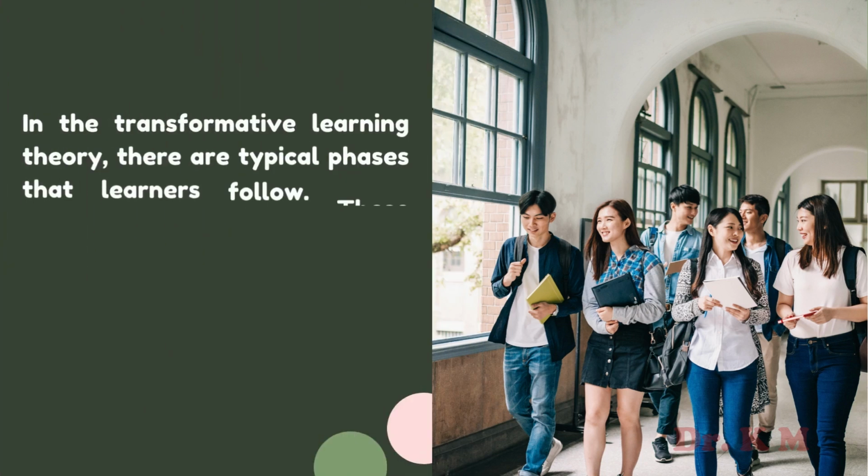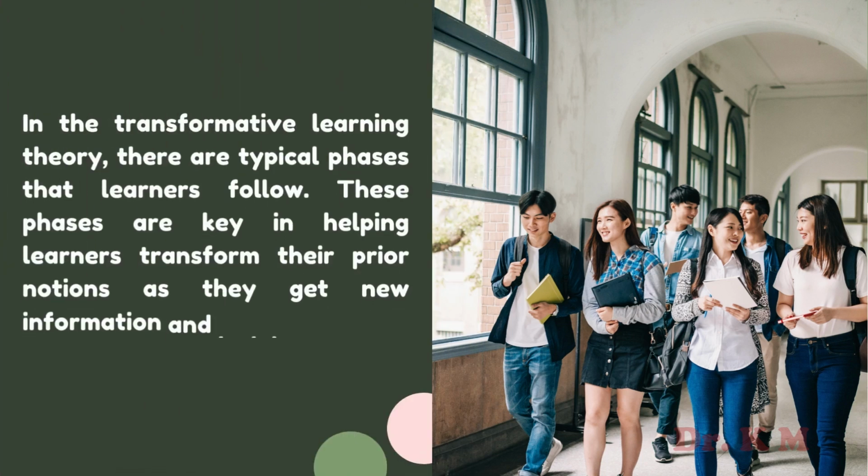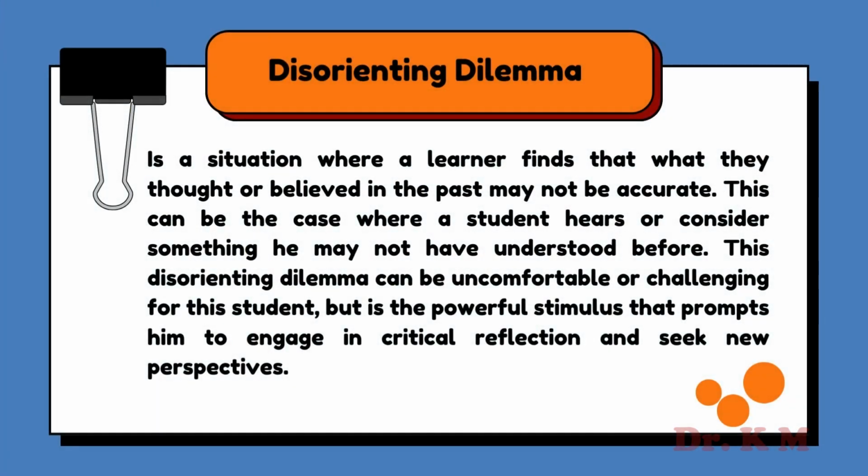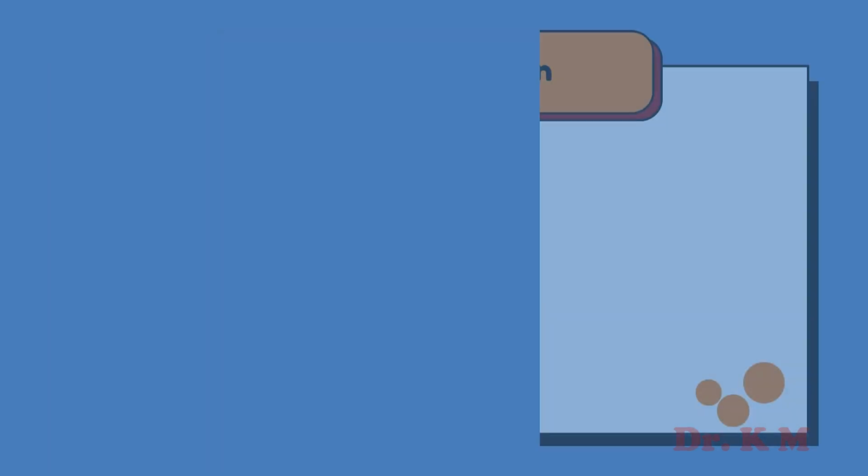In the transformative learning theory, there are typical phases that learners follow. These phases are key in helping learners transform their prior notions as they get new information and insight. Disorienting dilemma is a situation where a learner finds that what they thought or believed in the past may not be accurate. This can be the case when a student hears or considers something he may not have understood before. This disorienting dilemma can be uncomfortable or challenging for this student, but is the powerful stimulus that prompts him to engage in critical reflection and seek new perspectives.